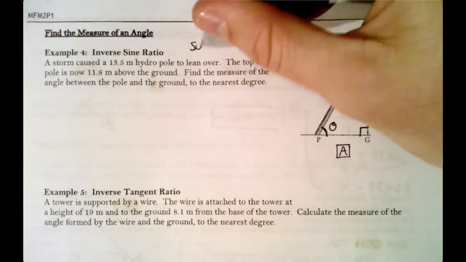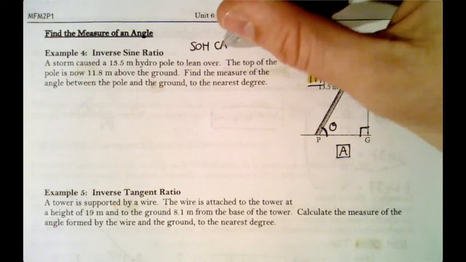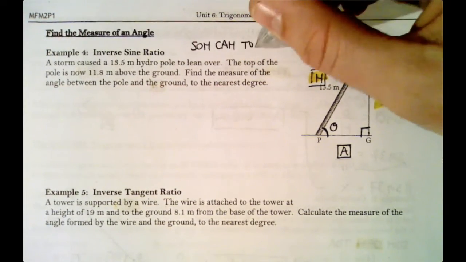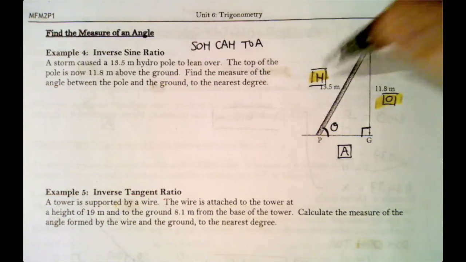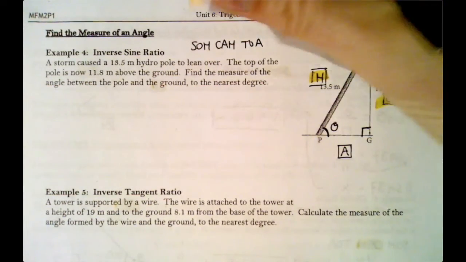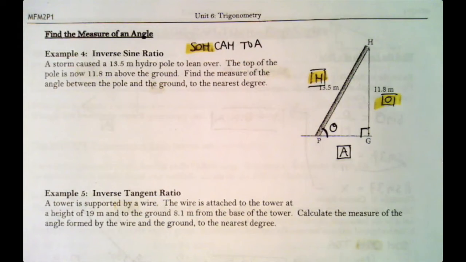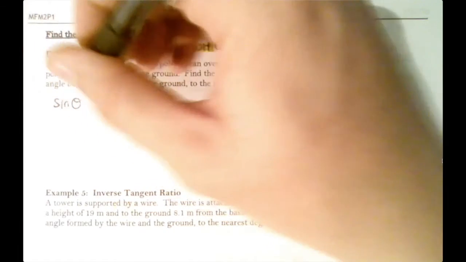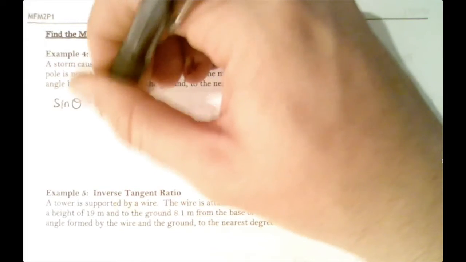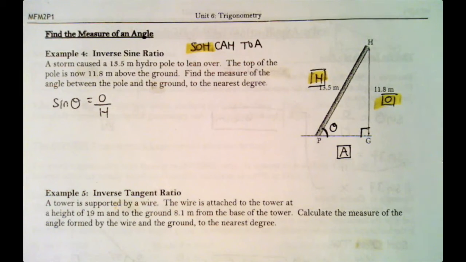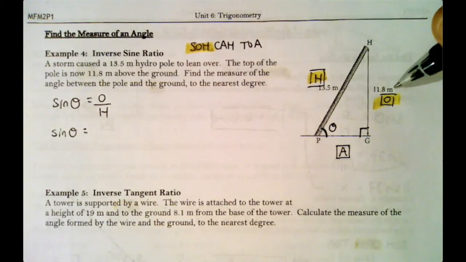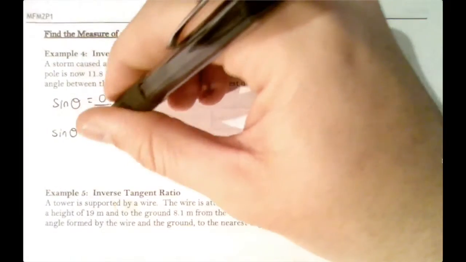SOHCAHTOA will tell us which equation we're going to use. We got O and H. The one with the O and H in it is SOH, so we're going to use our sine equation. Sine angle equals O over H. And now we can fill in what we know. We don't know the angle. O is 11.8, H is 13.5.